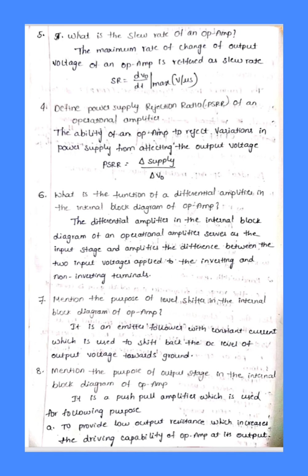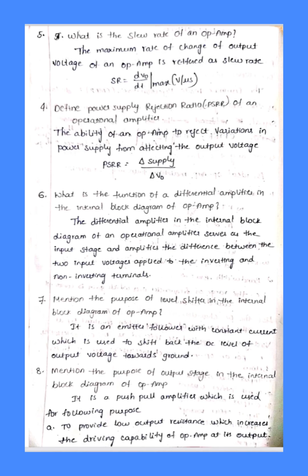Question number 7. Mention the purpose of level shifter in the internal block diagram of op amp. Here also you draw the block diagram and then you write. It is an emitter follower with a constant current source, which is used to shift back the DC level of output voltage towards ground. You draw the block diagram and explain.